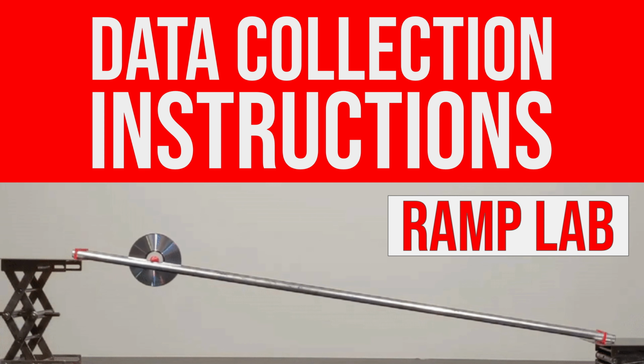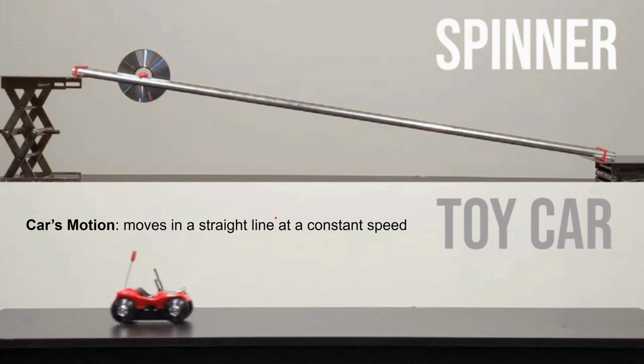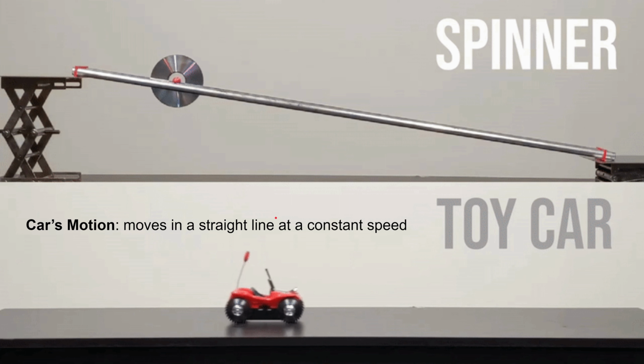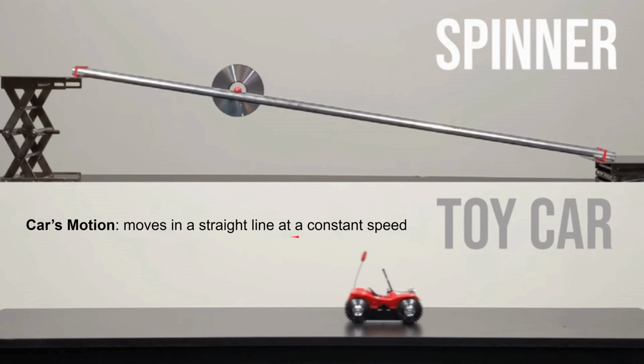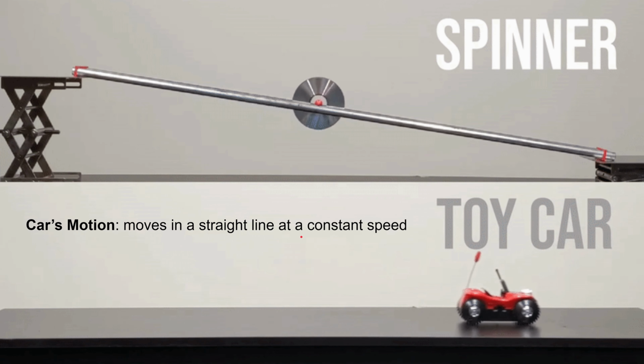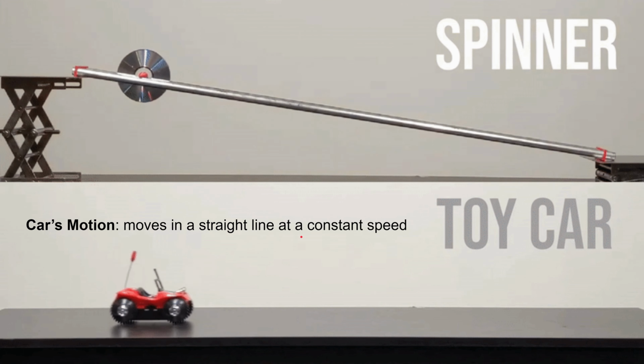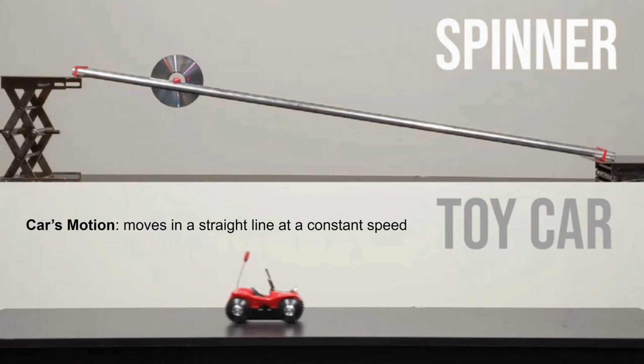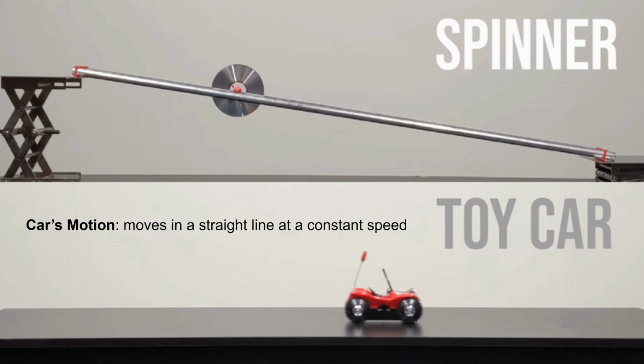In this video, I want to briefly walk you through the data we're going to collect for our next lab called the ramp lab. For our first investigation, we looked specifically at objects that move in a straight line at a constant speed, and we used a toy car to figure that out. In this lab, we're looking at the motion of a spinner moving down a set of pipes that's gradually increasing speed over time.